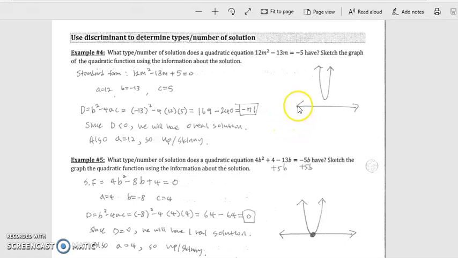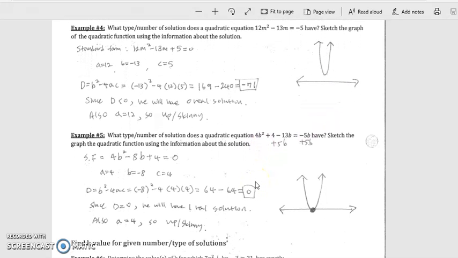So that's what this picture is. This is your x-axis. This is your graph. And notice it does not cross the x-axis. Also, I want you to notice that your graph is opening up, which it should be. It's opening up because A is positive. So when you're asked to sketch the graph, you're not only thinking about how many times it's crossing the x-axis, but you're also thinking about whether it opens up or down.